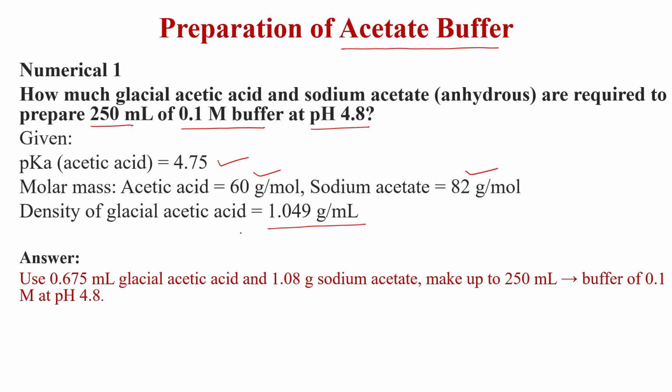So in the end we will have an answer like this. We have to use 0.675 ml glacial acetic acid and 1.08 gram sodium acetate, and we have to make up the volume in a 250 ml volumetric flask. We will have a buffer of 0.1 molarity at pH 4.8. So at the end we must arrive at this answer.